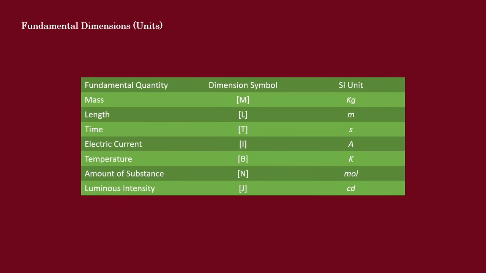Fundamental dimensions or units. There are 7 fundamental ones. Usually in an introduction to physics course you will encounter this. We've introduced the first 3: mass, length, time, and then we have electric current, temperature, amount of substance, and luminous intensity. Now you have to take note of something. The standard units, the SI unit, is the universal unit being chosen for whatever fundamental quantity we're trying to measure.